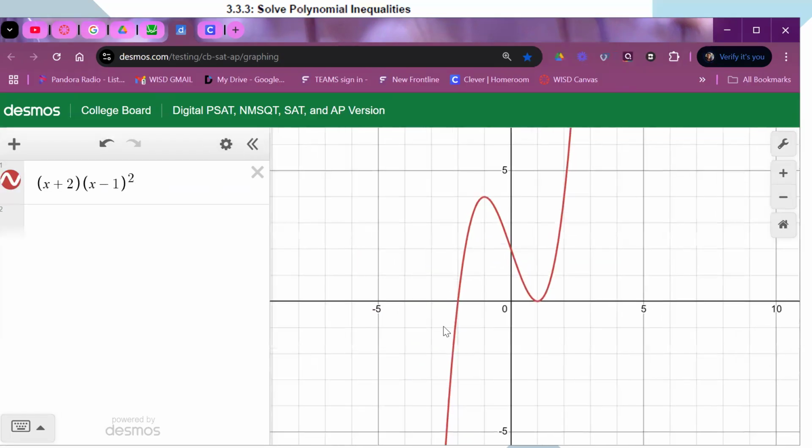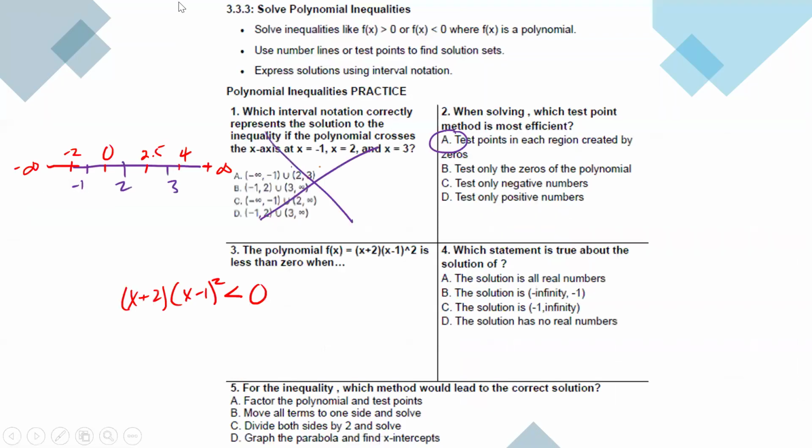So looking at this, these values are all greater than 0 because they're above the x-axis. The only time that I'm less than 0 is here and to the left of -2. So my answer would be when x is less than -2. Okay, or in interval notation, that would be from negative infinity to -2. And it's parentheses because it says less than, not equal to.